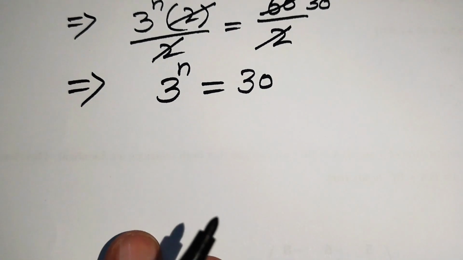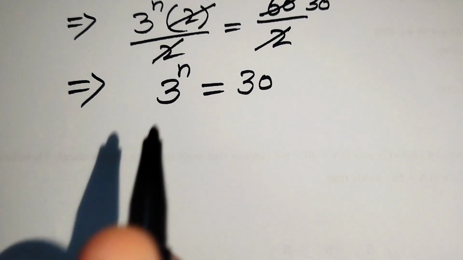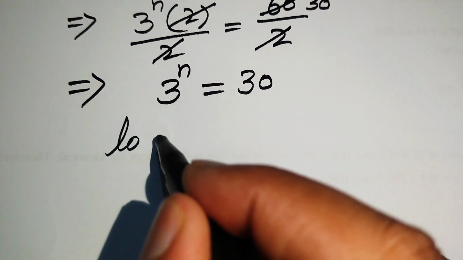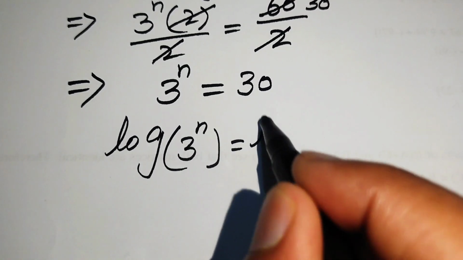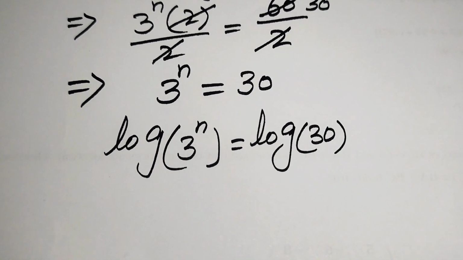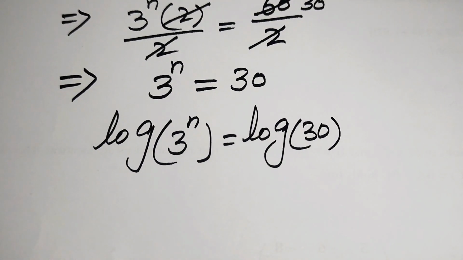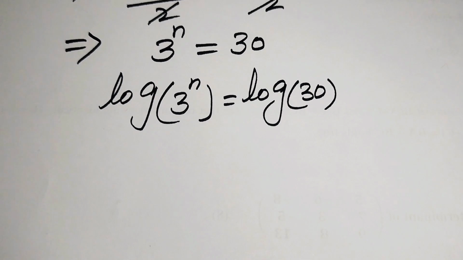In the next step, we need to find the value of n, so we just take log on both sides. It will be written as log of 3 to the power of n equals log of 30. Here we need to use the properties of log, and we need two properties.